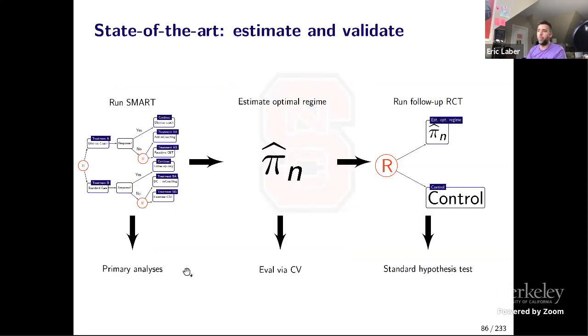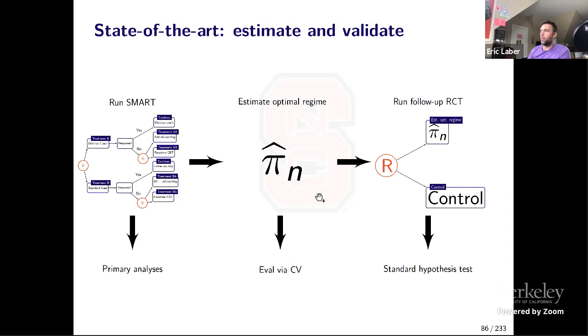So what do people do now? They run their trial. So they run a SMART. They run their primary analysis. So maybe they just compare the first two treatments. They do a comparison of those two. And then they do a secondary exploratory analysis where they estimate an optimal treatment regime or an optimal policy, say pi hat. Maybe they do some kind of cross-validation to get a sense for its value.